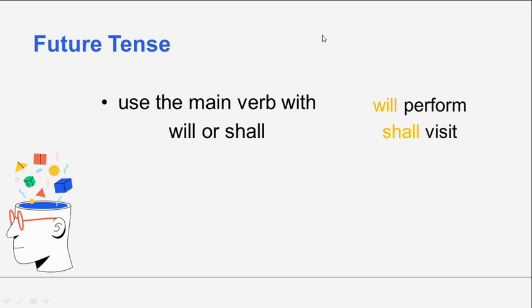Alright, now let's move on to the last one, the future tense. In future tense, we have one easy rule: use the main verb with will or shall. When we say main verb, this is the base form of the verb. You're just going to add will or shall at the beginning of the main verb. For example, will perform, shall visit. Is it clear? Okay, very good.